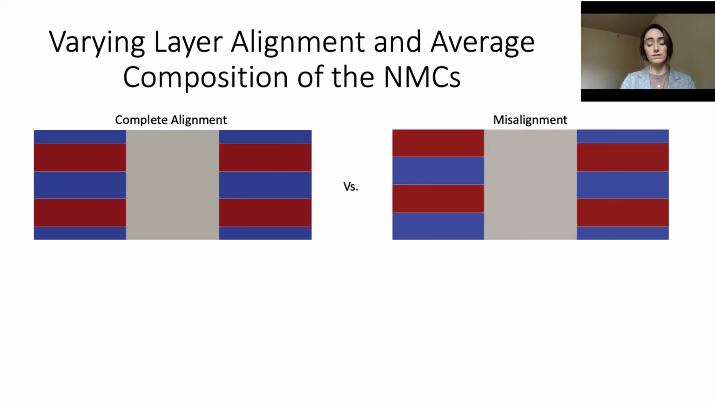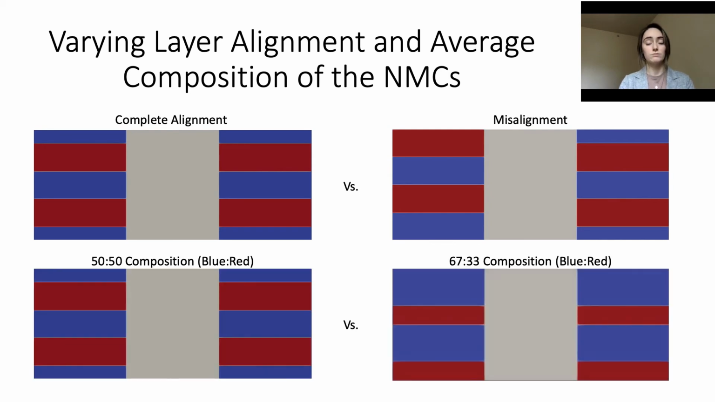Average composition, the other parameter that I varied, refers to the percentage of the blue and red material that are present in the original NMCs in comparison to the filler material, which is still 50% blue and 50% red. The left model here, shown on the bottom, is composed of 50% blue and 50% red, just like the filler material, whereas the NMCs in the right model are much higher in average blue composition than the filler, which is still 50-50.